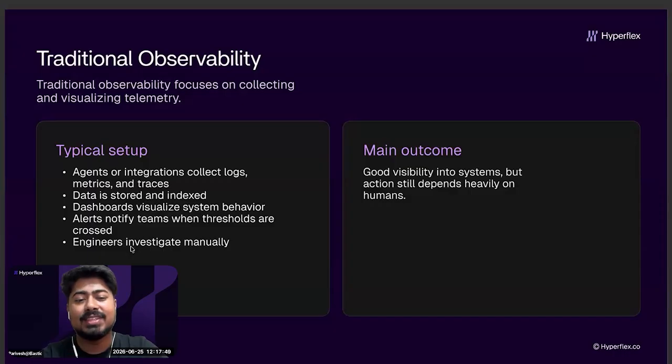And then the engineers investigate the data manually. So whatever I have just talked about, which is dashboards, alerts, and investigation, this is all done manually right now in our current setup of observability. And so the main outcome for this current setup is that it is very good in terms of visibility, but the action still depends largely on the humans, right?